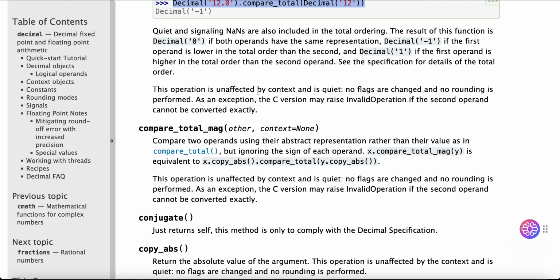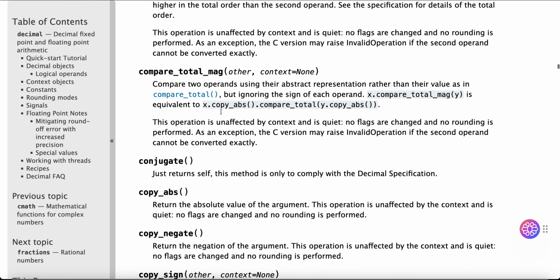This operation is unaffected by context and is quiet. No flags are changed and no rounding is performed. As an exception, the C version may raise InvalidOperation if the second operand cannot be converted exactly.